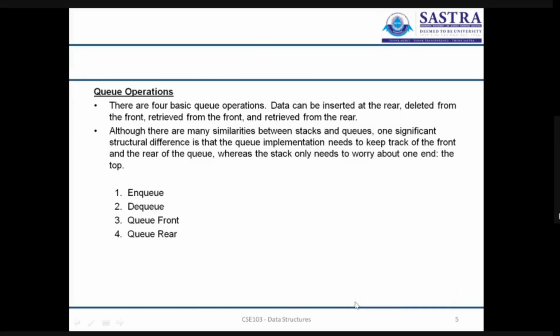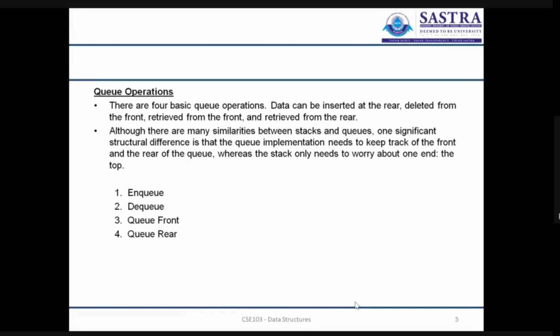If you take queue operations, in a stack we call the operations push and pop. Adding an element is a push, and removing an element is a pop. In the same way, in a queue we call them NQ and DQ operations. Adding an element into the queue is NQ, and removing an element from the queue is DQ. There are four basic operations: adding an element, NQ; deleting an element, DQ; checking the value at the front, queue front; and checking the value at the rear, queue rear.